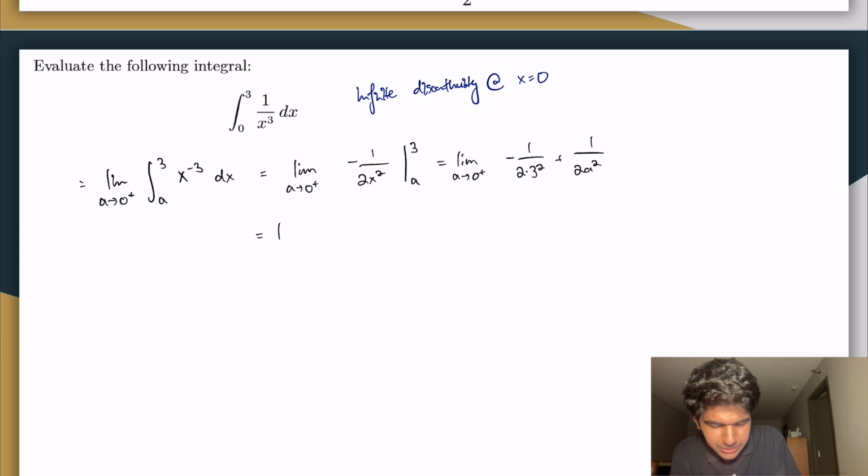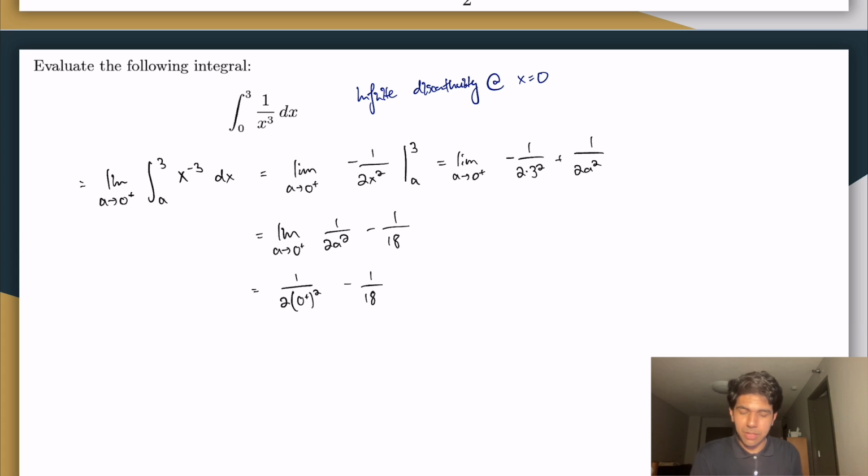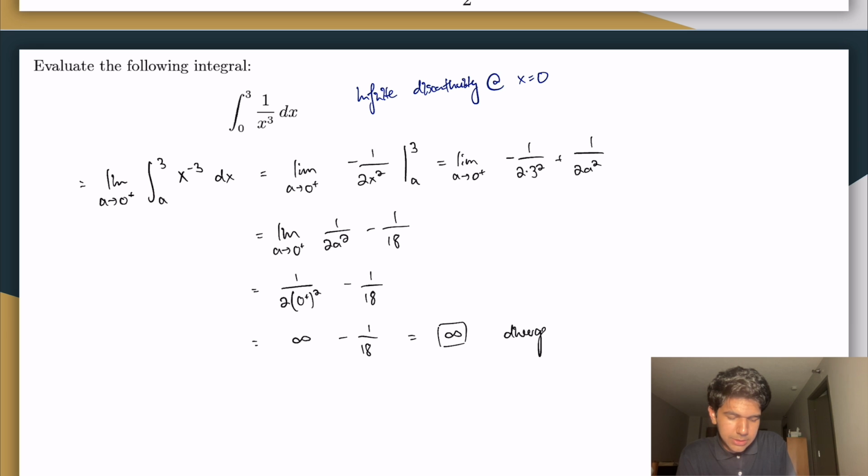So that will be equal to the limit as a approaches 0 from the positive side of 1 over 2a squared minus 1 over 2 times 3 squared, which is 18. Cool. So now let's consider what happens when we plug in a equals 0. So this would be equal to 1 over 2 times 0 squared minus 1 over 18. Our denominator is 0, so we have 1 over 0, which we can conclude is infinity, minus 1 over 18. So we say that our integral is equal to infinity, and it diverges.